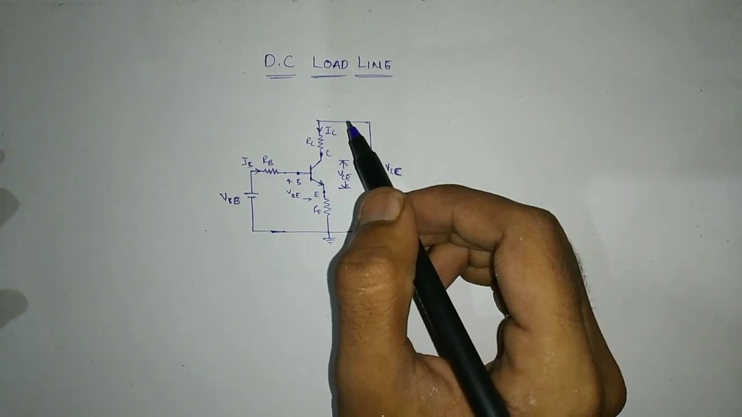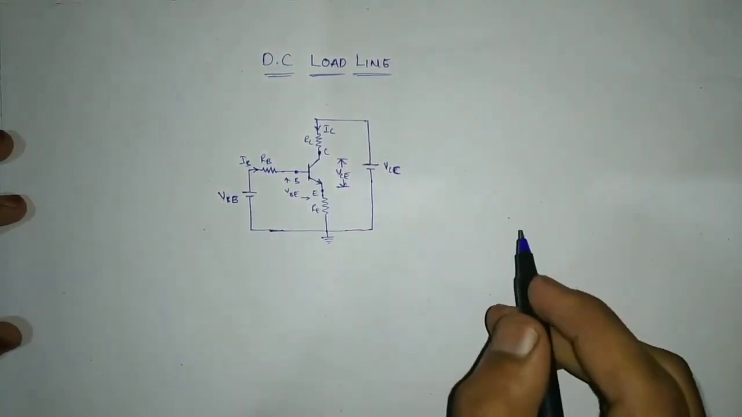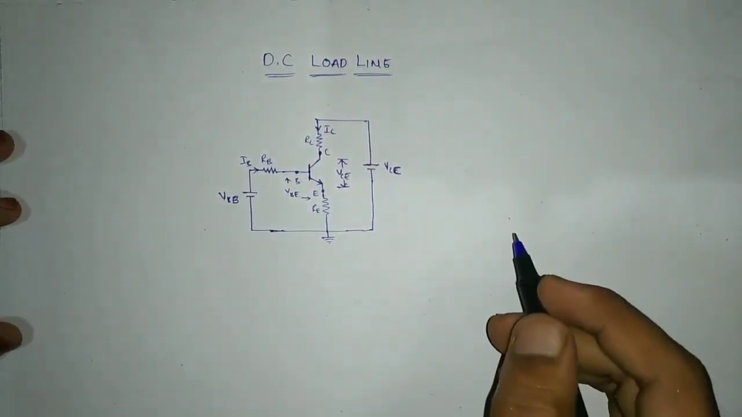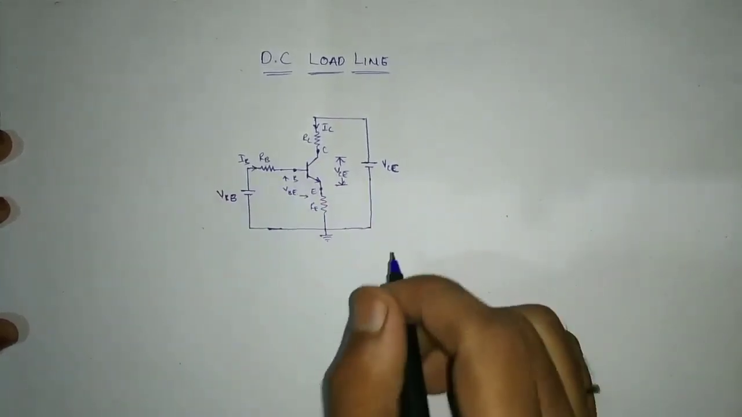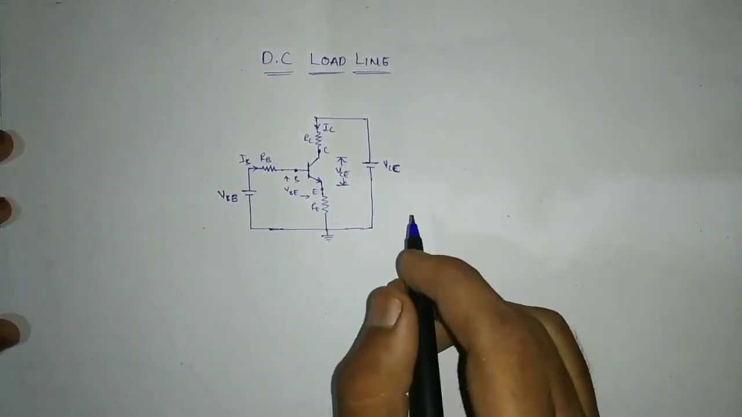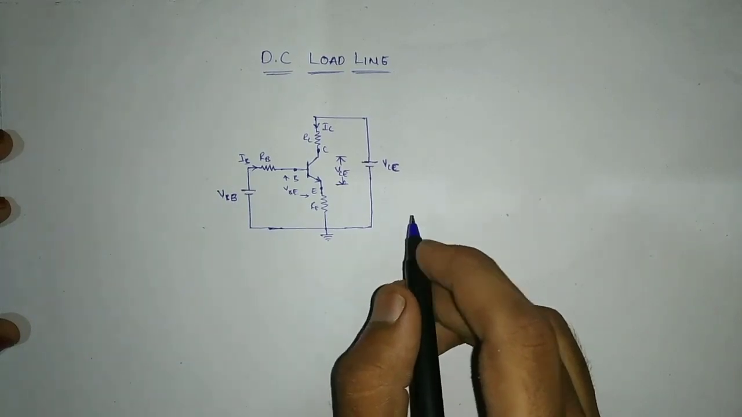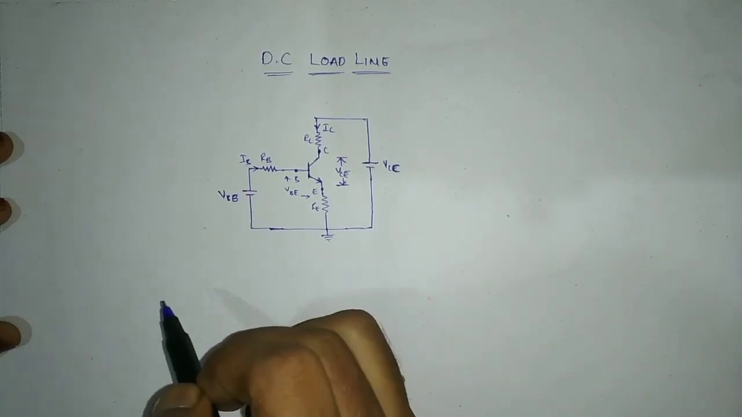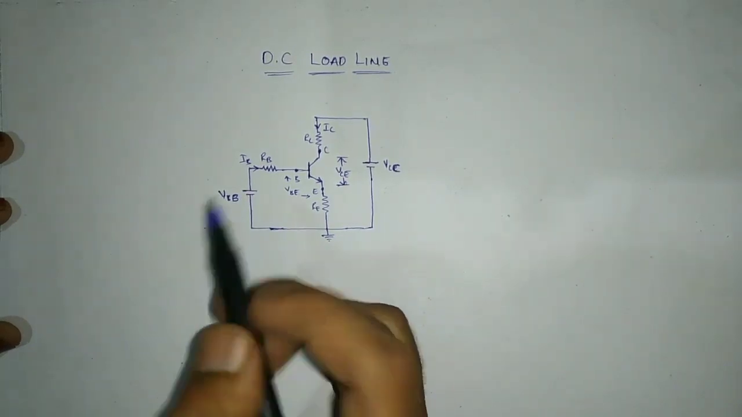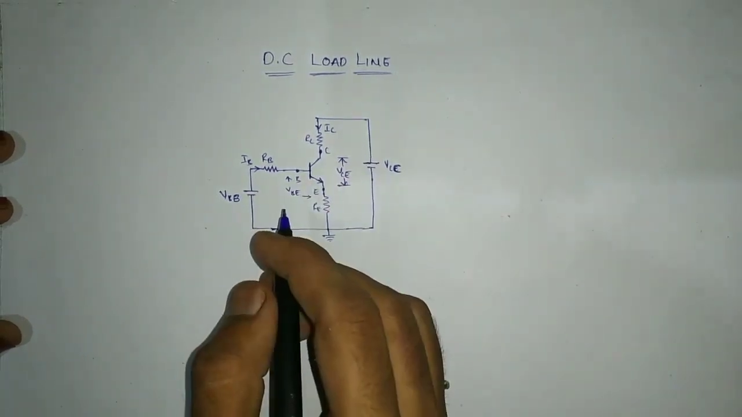DC load line. We know about load line. Load line is a line drawn on the output characteristics of a transistor. What is DC load line? DC load line is also a line drawn on the output characteristics of a transistor. But the specialty of DC load line is that when we are applying input in the DC form, that line is called a DC load line.